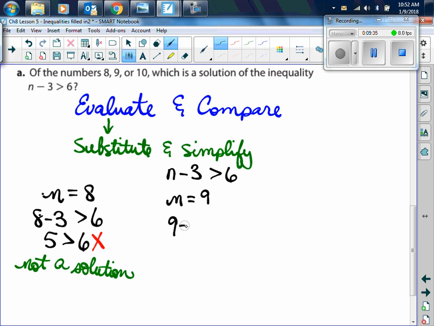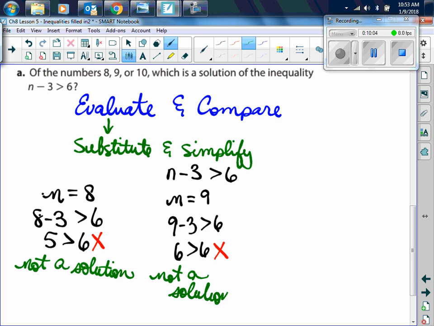So 9 minus 3 is greater than 6. 9 minus 3, of course, is 6. So 6 is greater than 6. Is that a true statement? No. So what does that tell me about 9? Not a solution. So 9 is not a solution.